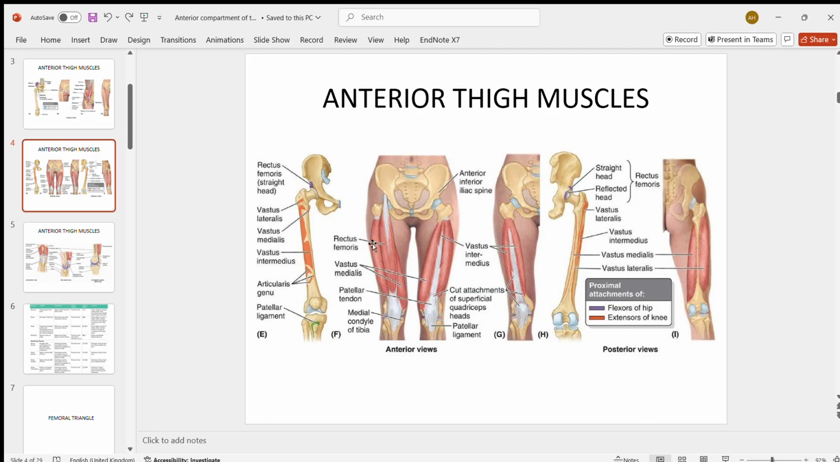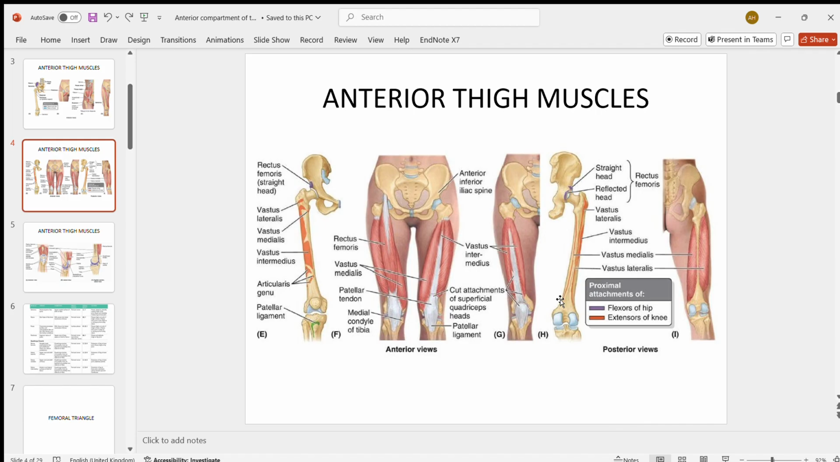Then the vastus medialis. The vastus medialis muscle comes from the lower part of the intertrochanteric line. Where is vastus medialis? This one. This red line is the vastus medialis. It has a long origin, starting from the lower part of the intertrochanteric line, then it goes on the spiral line, comes on the backside of the femur, on the medial lip of linea aspera, and finally on the medial supracondylar line.